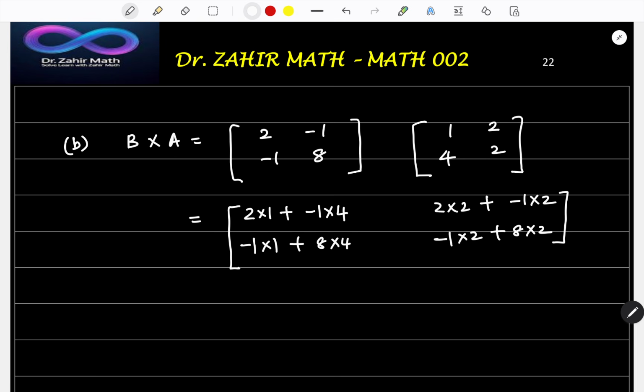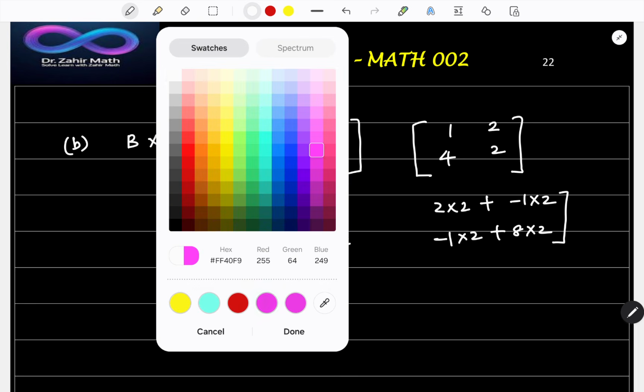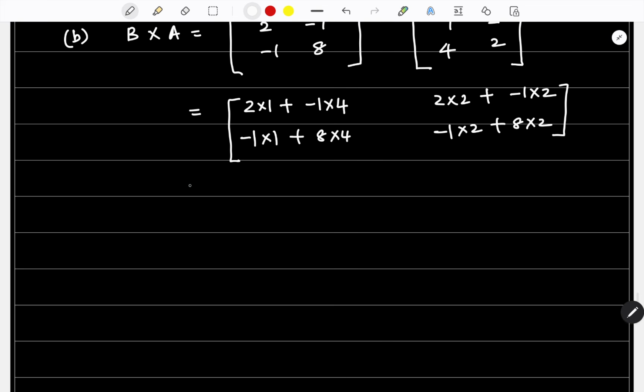Now B times A. So now we are going to do the next one. So this equals the matrix. This is 2, this is minus 4. So 2 minus 4 is minus 2. You can use the calculator. 2 into 2 is 4, 4 minus 2 is 2. And this is minus 1, 8 4s are 32, 32 minus 1 is 31. And this is minus 2 and this is plus 16, so it's going to become 14. Now press the calculator.